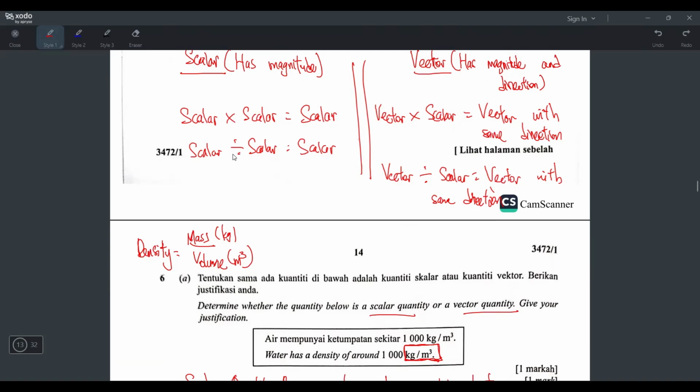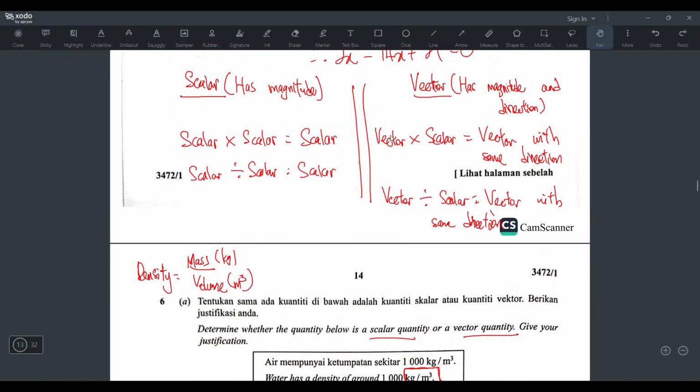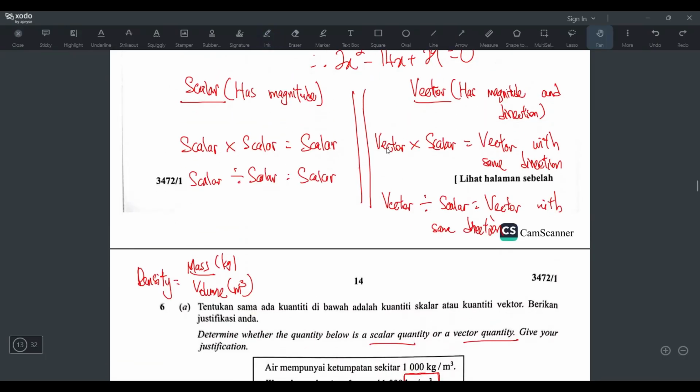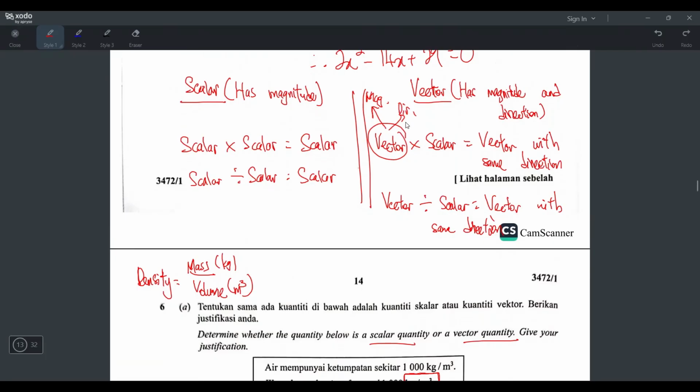Okay, so nothing much to explain there. But when you have a vector times a scalar, remember that a vector has magnitude and direction, but the scalar only has magnitude. So when you take vector times scalar, the direction is not affected, but the magnitudes will multiply together. So you will end up getting a vector in the end, with the same direction, because the direction never changes. You understand, right? It's still the same direction.